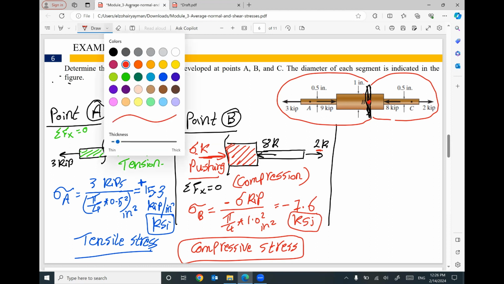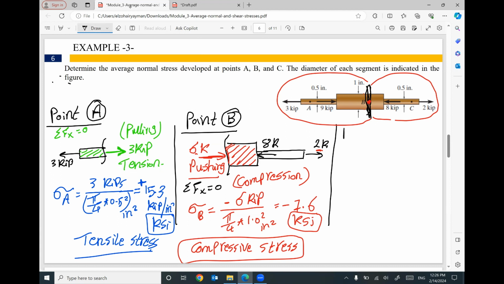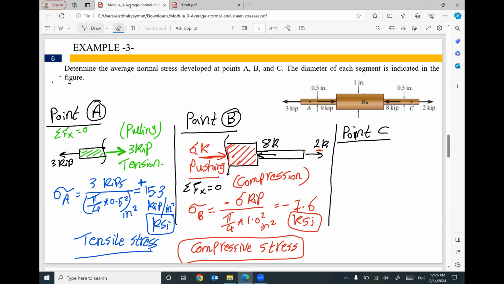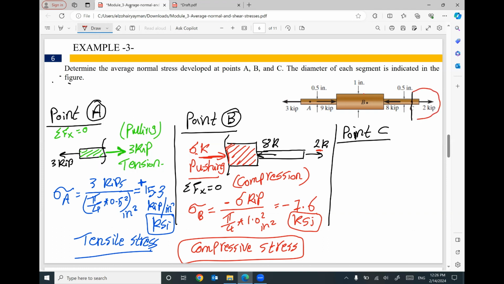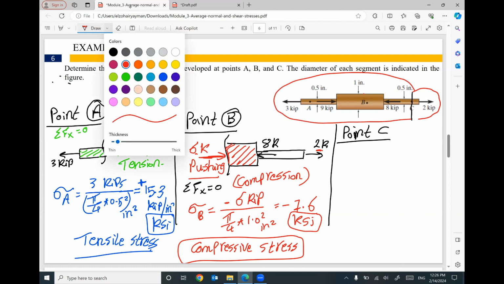The last point is point C. So I will do a cut at point C. So please forget these cuts. I will do a new cut at C. So I have two options, this little part on the right or this big part on the left. For me, both of them will give you the same answer. I'm going to use the right part.